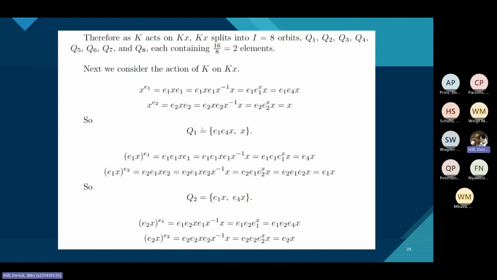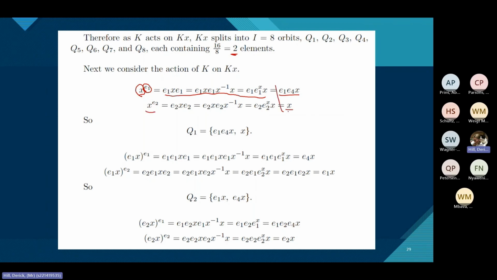Now we consider the action of K on Kx. Since I is equal to 8 in this case, we have 8 orbits, and they each contain 16 over 8, so that's the size of K divided by I, 2 elements. We take our first element x of our Kx. We act E1 on it, we do this clever mathematics here, and we get the value E1, E4. Then we act E2 on x, and we get the value x.